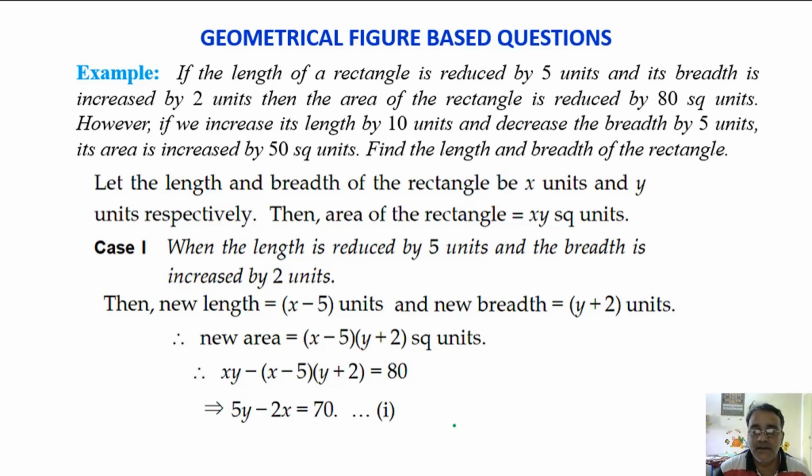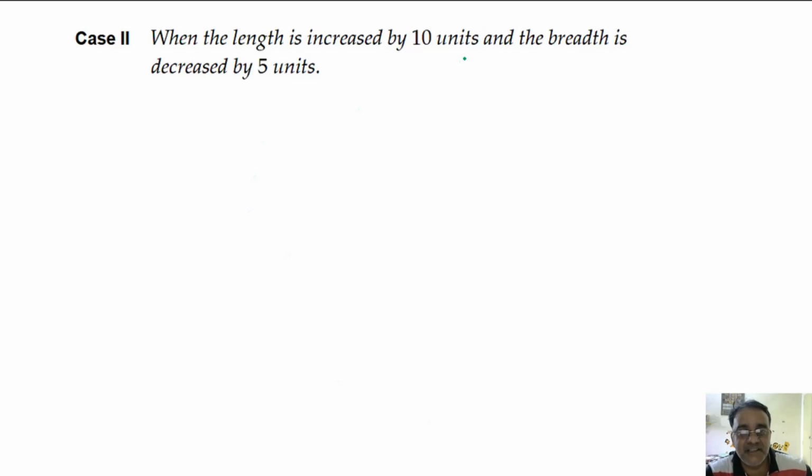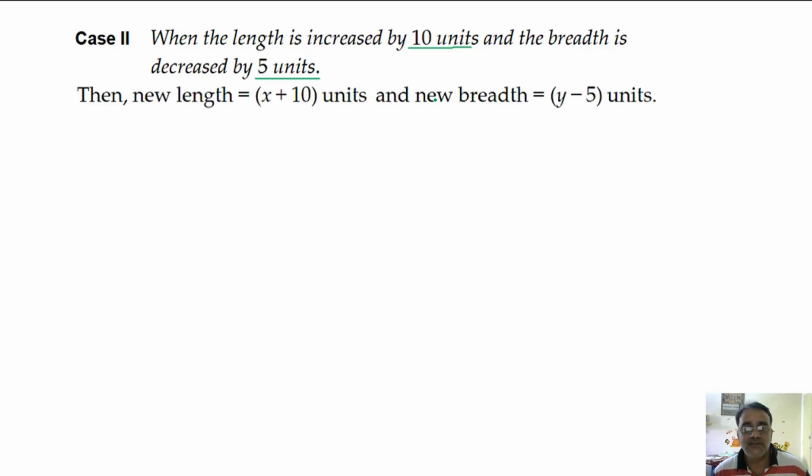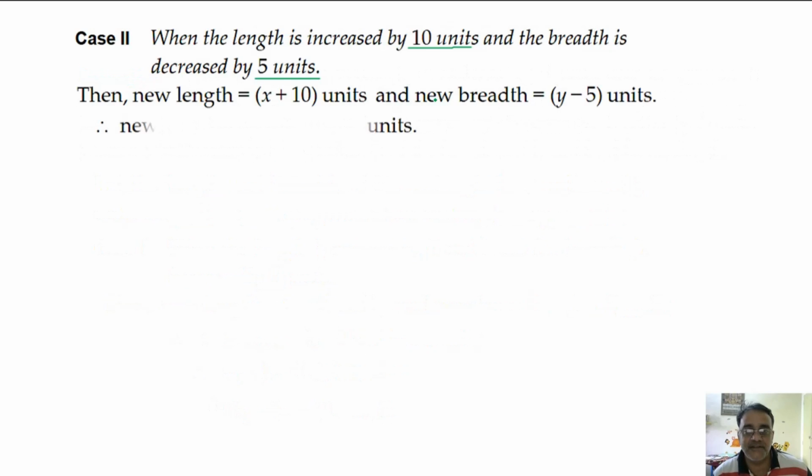Now we'll go for case 2. When the length is increased by 10 units, what is the new length? X plus 10. And the breadth is decreased by 5 units. What is the new breadth? Y minus 5. Right. So the new area will be x plus 10 into y minus 5, and this is more than the original area. How much more? 50 square units.